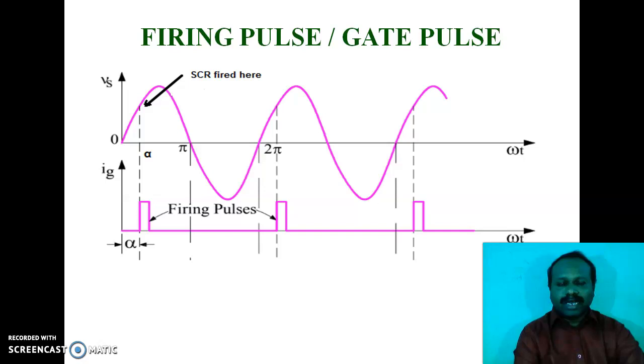Here the diagram shows the firing pulse or gate pulse. In this, Vs is the input supply voltage. It starts at 0, reaches its positive maximum at π/2, 90 degrees, is 0 at 180 degrees, reaches negative maximum at 270 degrees, and is 0 at 360 degrees. The second waveform shows Ig, the gate current. Up to this angle alpha, no firing pulse is given. After this delay angle alpha, we give the firing pulse. After this firing pulse only, the thyristor starts its conduction. So this delay angle is known as the firing angle.